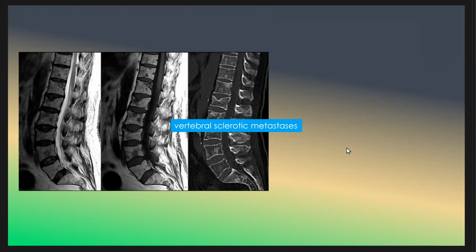We move to the next case. Here we have the basilar artery, and this is the vertebral artery, and this is a basilar artery fenestration, with the posterior cerebral arteries. Okay, we move to the next case.